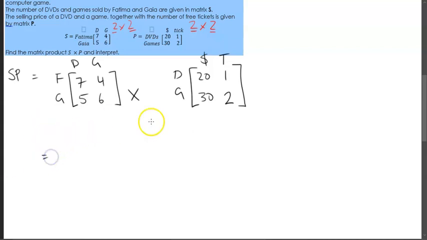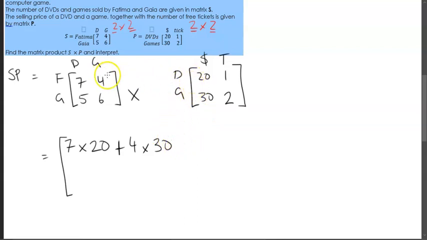So to get SP, we are going to get 7 multiplied by 20, and we're going to add 4 multiplied by 30. So remember, I always just think of it as taking this chunk and attaching each element within that row to each element within that column by multiplying each of the numbers and then adding them as I go along. In this case, that is what we need to work out for the first one.